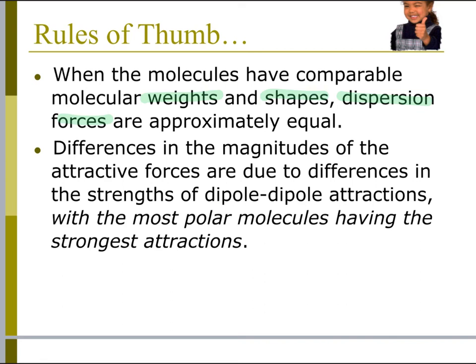When you're looking at dipole-dipole interactions, you're looking at the magnitude of attraction. So the more polar or more polarizable the substance is, the stronger the attraction. And keep in mind, those stronger attractions will then affect the melting point and boiling point. A stronger attraction would have a higher melting point or boiling point.